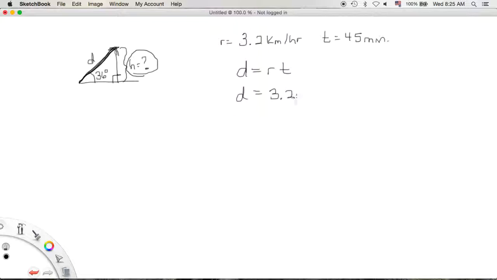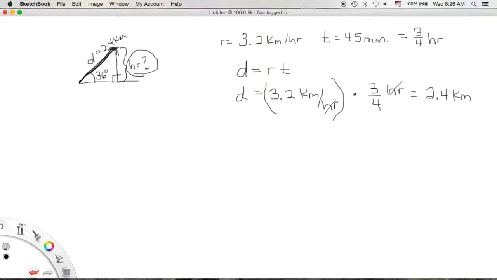Now, we have to be careful. We're doing kilometers per hour, hours. So our time needs to be in hours as well. So our hours, if we have 45 minutes, is 3/4 of an hour, right? So we multiply this times 3/4 hours. Notice that the hours divided by hours is 1, so that cancels. We calculate this all out, and we get 2.4 kilometers. So this distance is 2.4 kilometers.